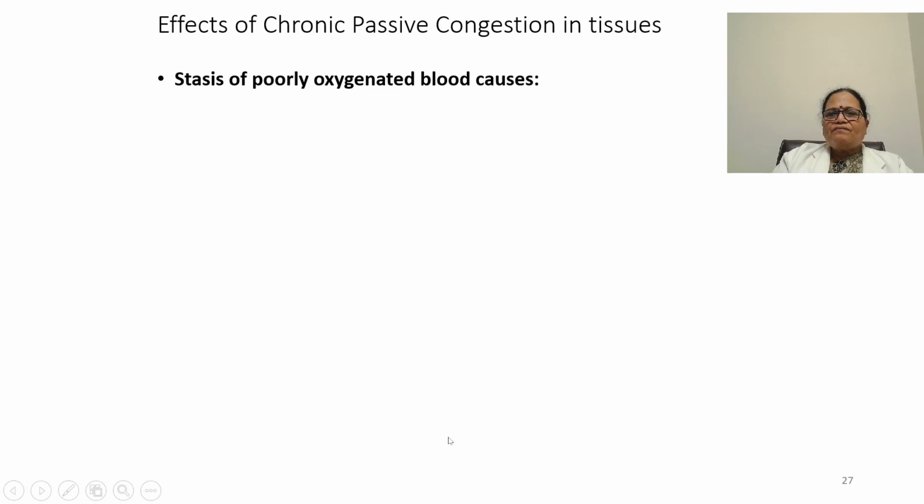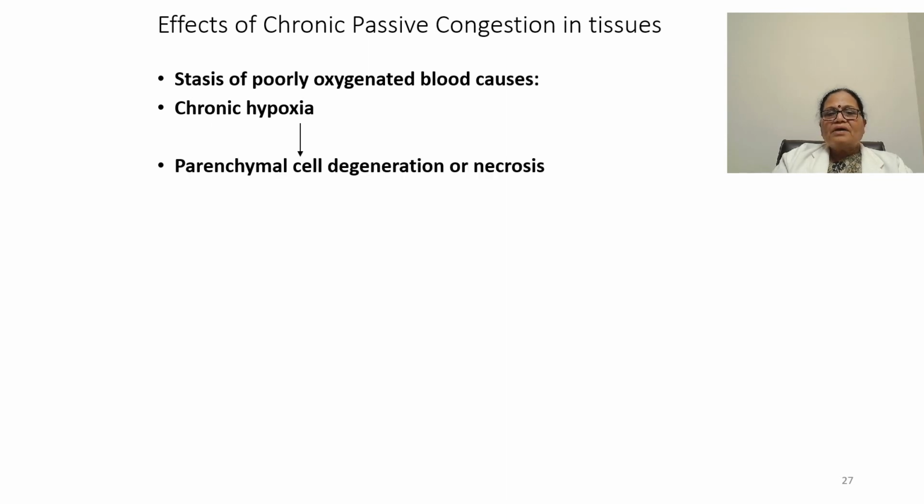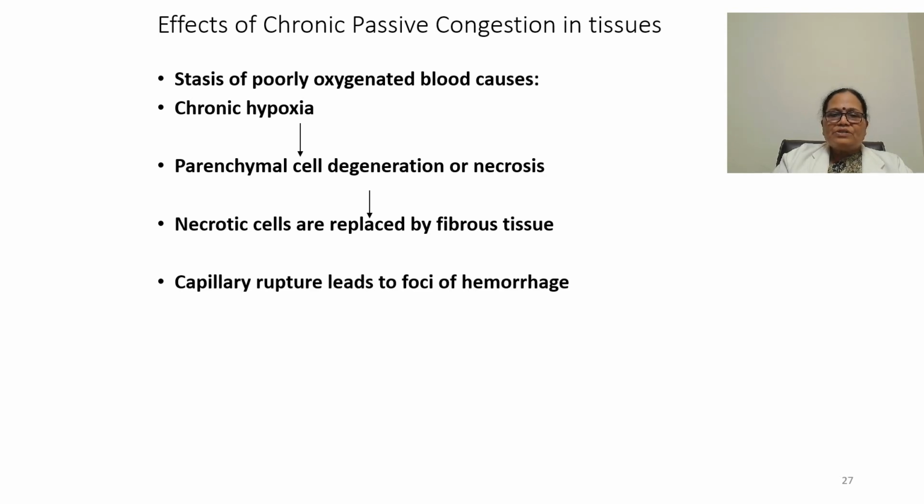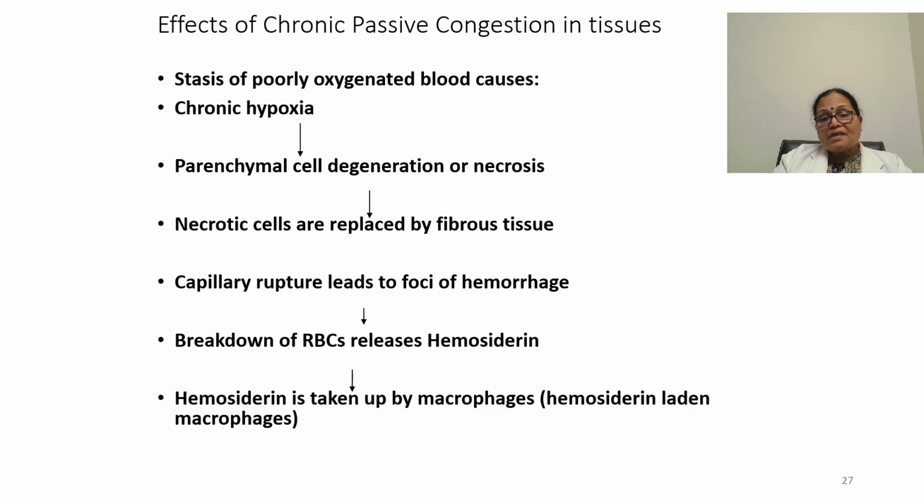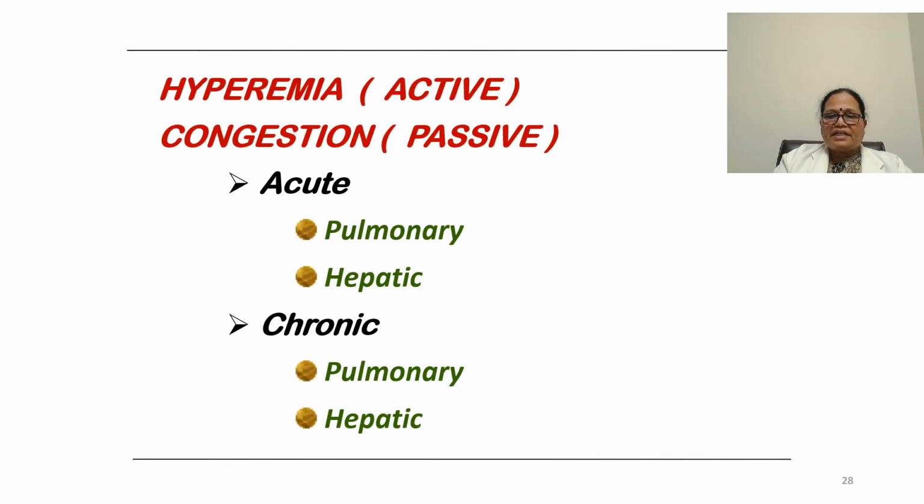So, effects of chronic passive congestion in tissues. What happens? There is congestion which is chronic and which is passive. Stasis of poorly oxygenated blood causes chronic hypoxia, which leads to parenchymal cell degeneration or necrosis, and necrotic cells are replaced by fibrous tissue. Capillary rupture leads to foci of hemorrhage and breakdown of RBCs releases hemosiderin. And what happens to the hemosiderin? It is taken up by the macrophages and they are now called hemosiderin-laden macrophages.